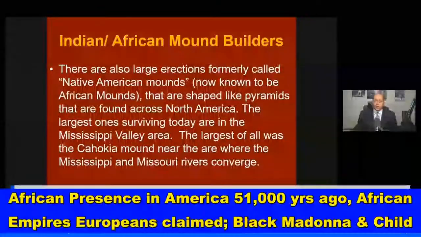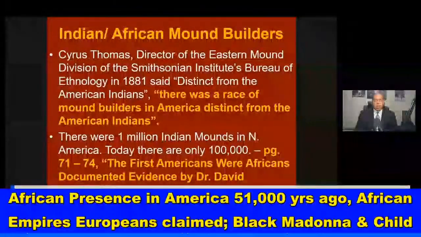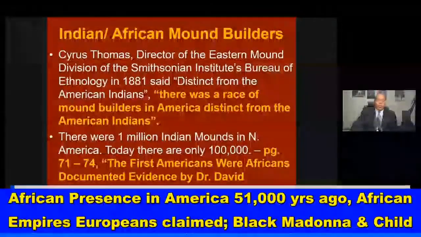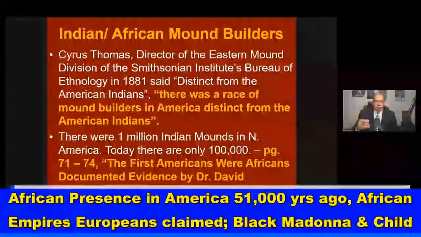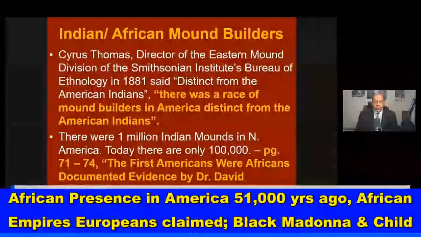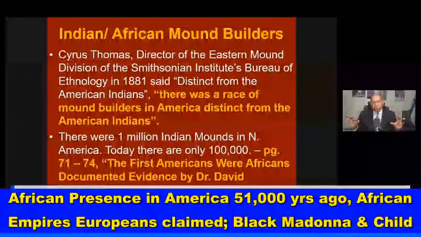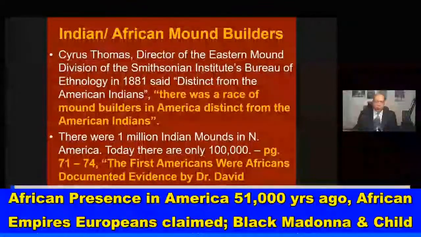Now, Cyrus Thomas, director of the Eastern Mound Division of the Smithsonian Institute's Bureau of Ethnology in 1881, said, quote, distinct from the American Indians, there was a race of mound builders in America distinct from the American Indians. Now, there were 1 million, end quote, there were 1 million Indian mounds in North America. Today, there are only about 100,000. If you read pages 71 through 74, the first Americans were Africans, documented evidence by Dr. David Imhotep. He talks about these mounds.